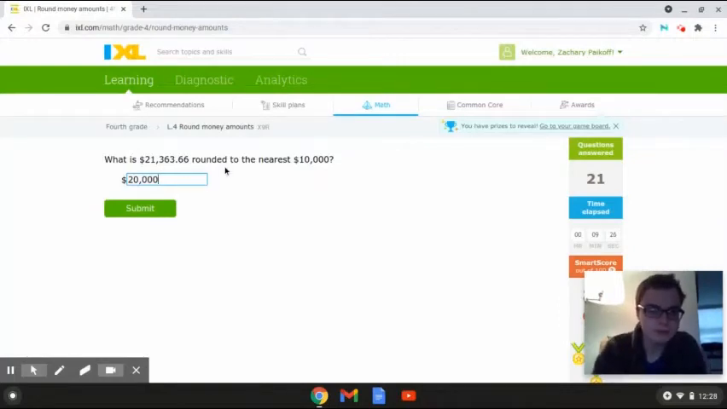So the answer for this problem is $20,000 because we took a look at the key digit, which was 2, and saw that the number next to it, which was 1, was less than 5, so we rounded it down, and it became $20,000. And that is how to solve this problem. So let's hop on to another one.